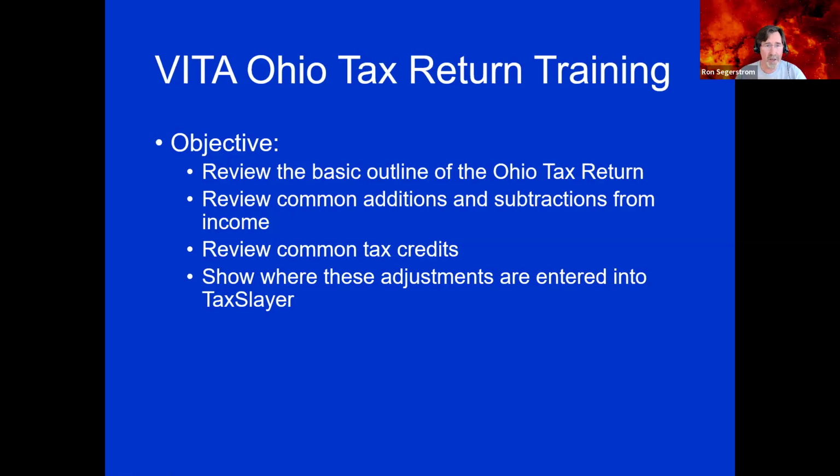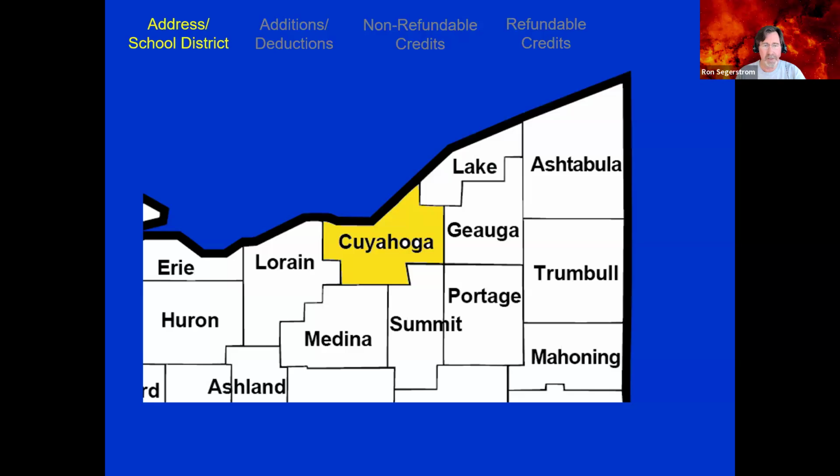My presentation is going to be a lot longer than Jerry's, because there are a lot of things involved in the Ohio tax return. What I want to do is give a basic outline of the Ohio tax return, the common additions and subtractions from income, review the common tax credits, and show where these adjustments are entered into TaxSlayer.